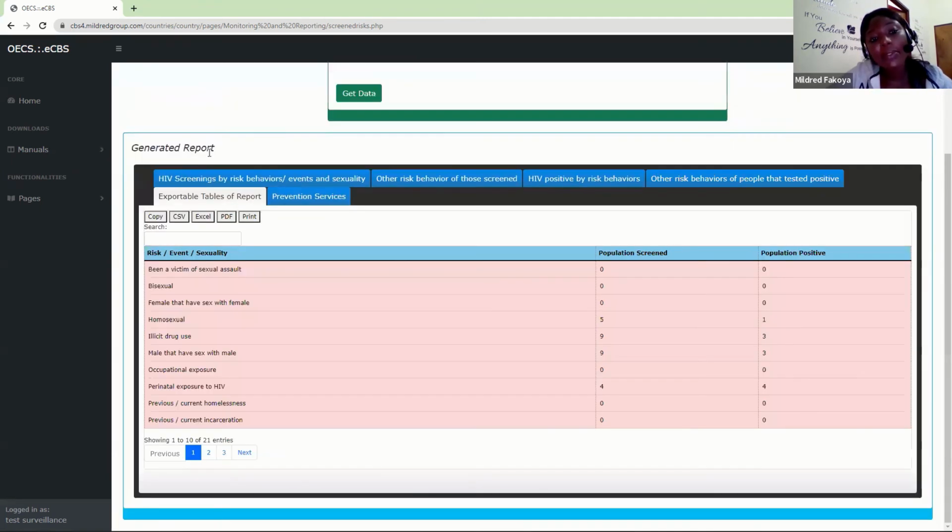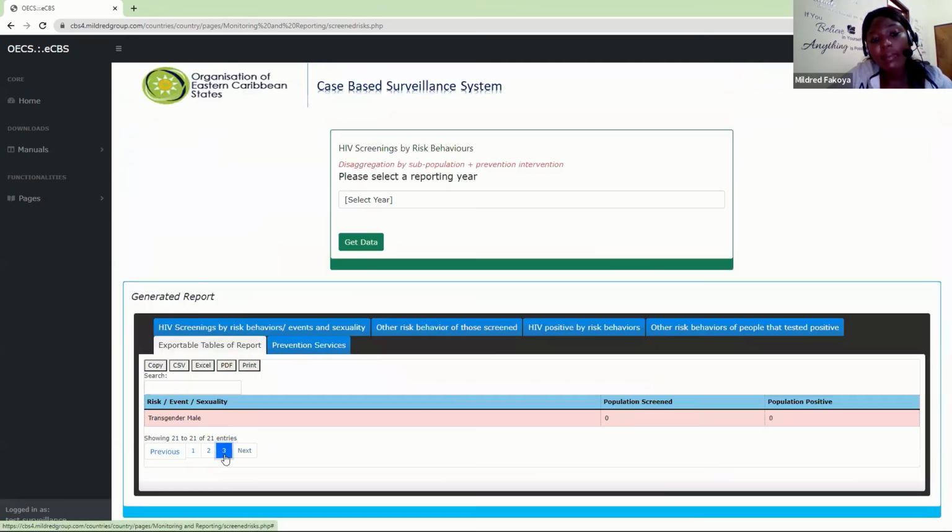Then you have tables where you can export all of this data that we have seen that gives you all the risk behaviors, the population of people screened from that group, and the number of people who were positive from that group. And you have it in tabs until you have all 21 of the different reports.